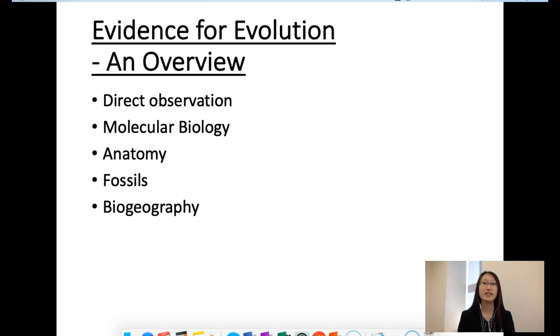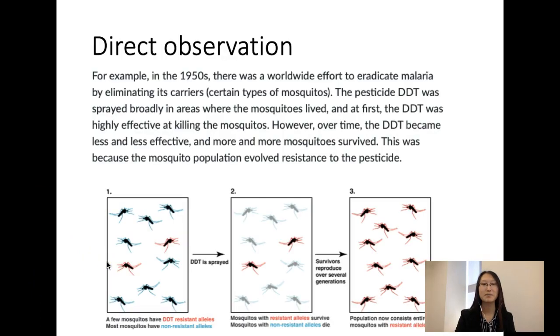The first one is direct observation. We can actually see evolution happening nowadays all the time, and I'll talk about it. And there's molecular biology, something inside your body that can tell us that evolution is happening or has happened and is happening at the same time. There is the anatomy, so kind of the body structures, bone structures, and all that of different organisms. And fossils, we can observe fossils, and biogeography. So let's talk about it one at a time, starting with direct observation.